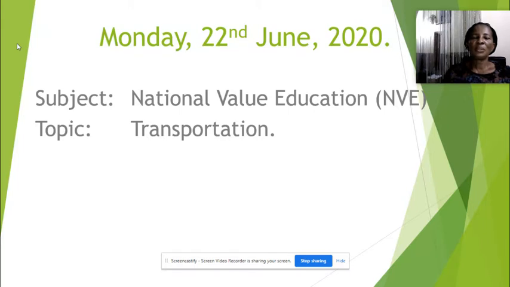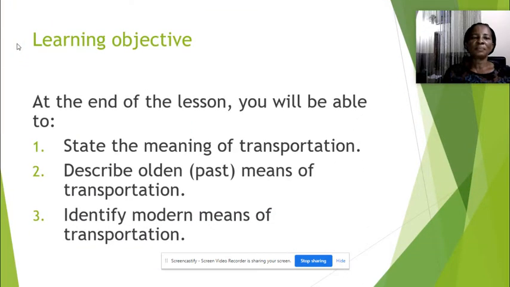Before we get to the meaning of transportation, I want us to look at our learning objective. At the end of today's lesson, you will study the meaning of transportation. You will describe the olden means of transportation and identify the modern means of transportation. From there, you'll be able to give some meanings of transportation.